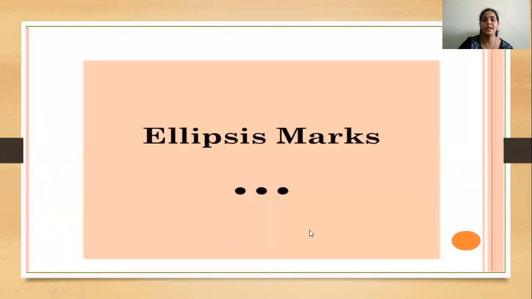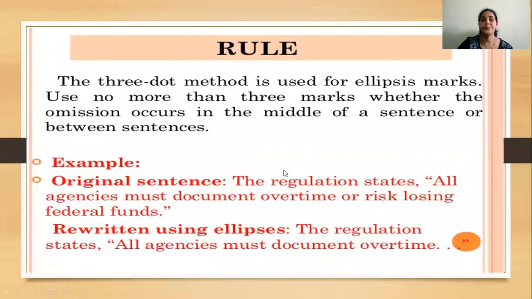Okay. Moving ahead. Ellipses. Now, ellipses are nothing but three dots. We know that. It's a three dot method used for ellipsis marks. Use no more than 3 dots. Do not put more than 3 dots. Now, for example, the regulation states all agencies must document overtime or risk losing federal funds. If you don't want to write the complete sentence, we just put 3 dots. The regulation states all agencies must document overtime... So instead of completing the sentence, we put 3 dots and close the quotation. So ellipsis is that particular mark.